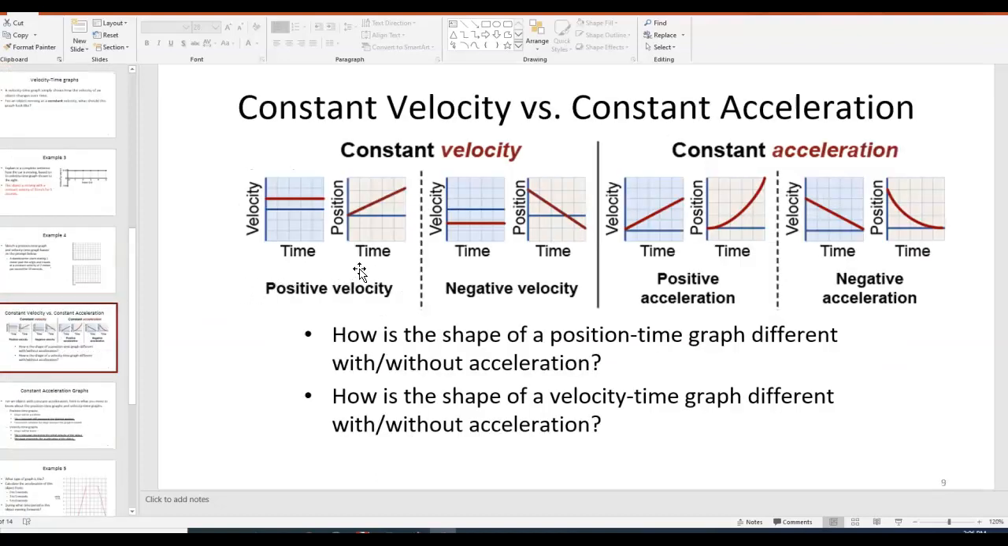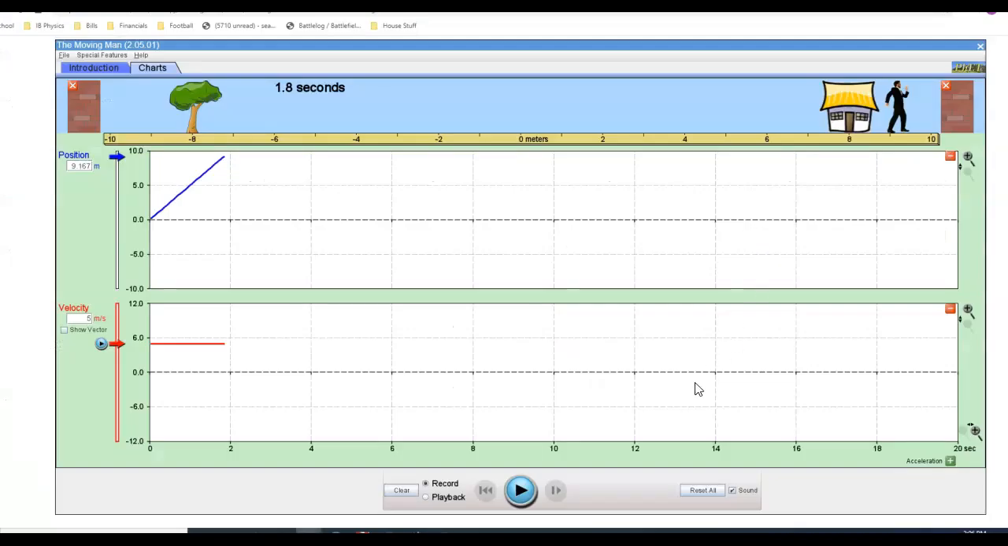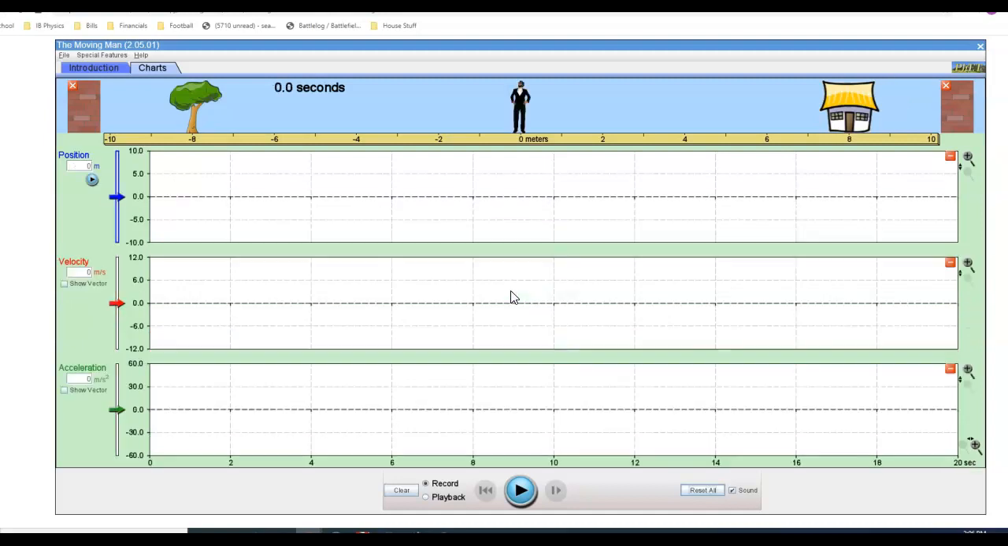I do want to point something out to you. Okay, so we saw what these graphs look like for constant velocity. If you have a constant velocity, your position time graph is going to be linear, and your velocity time graph is going to be horizontal. Okay, remember there's two main types of motion though. There's constant velocity and then there's constant acceleration. And what I want to show you right now, and you can see on this slide right here, but what I want to show you with the simulation is that when you add acceleration, the shape of the graphs change.